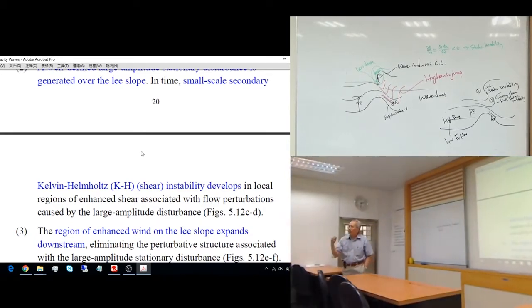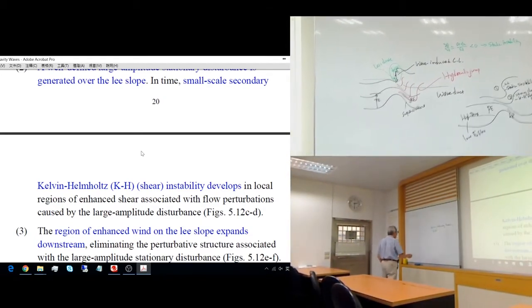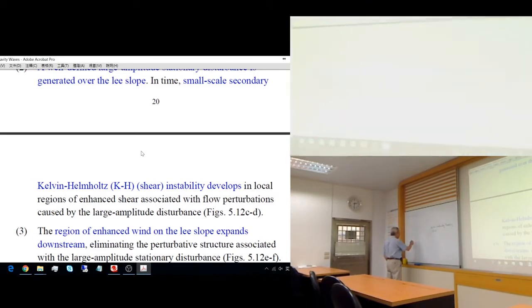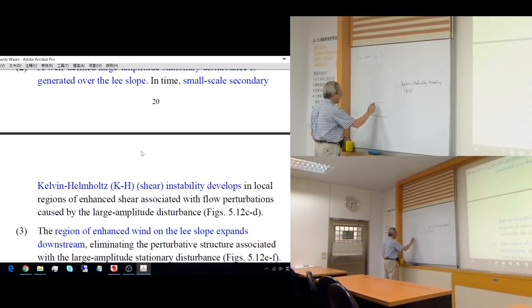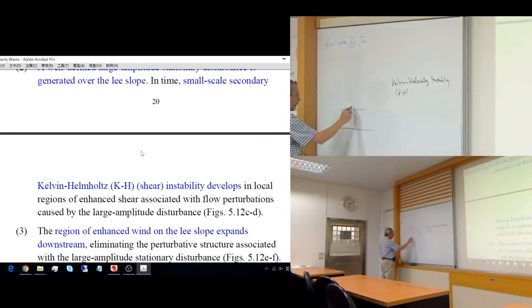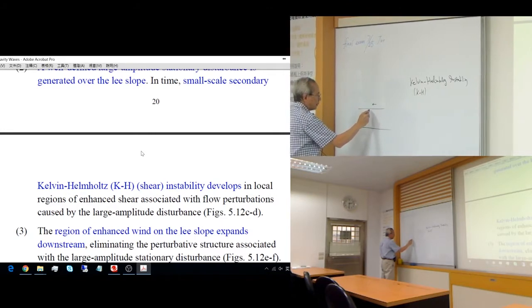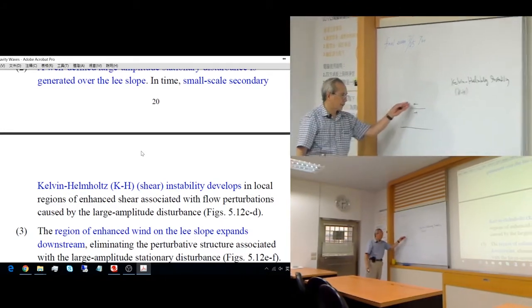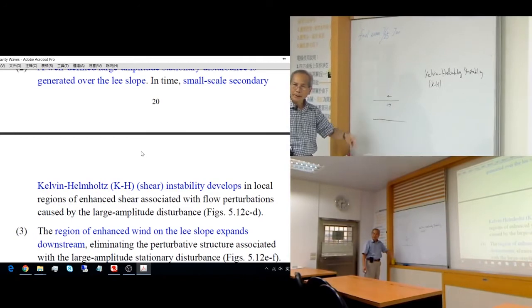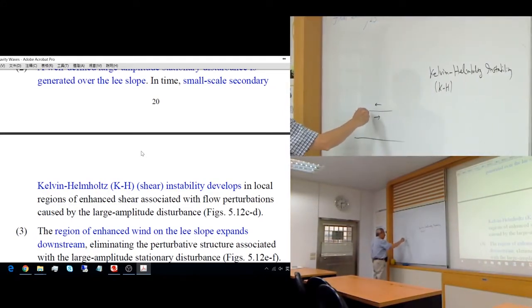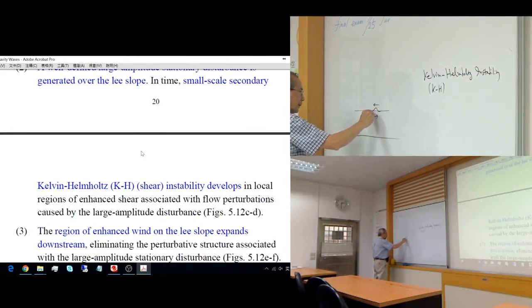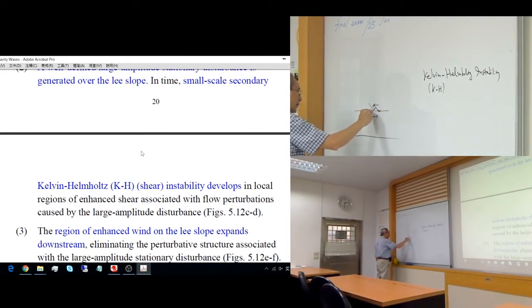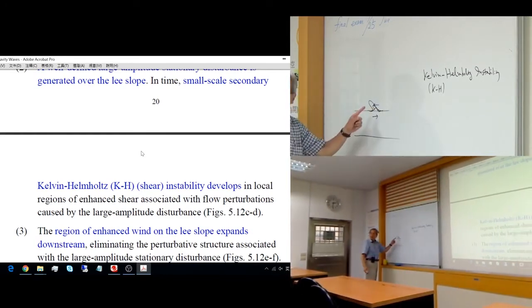Remember, one time I briefly mentioned that if you have an air flow like this, say here you've got flow going this way, flow going that way. And then when you have a disturbance, what's going to happen? The disturbance is going to steepen like this. Okay, you can steepen like this.